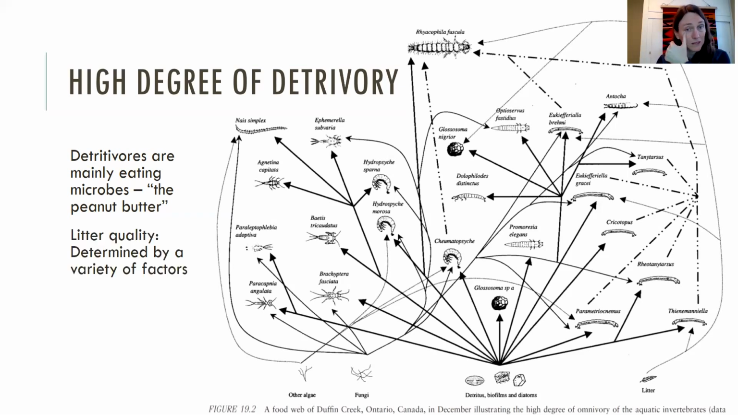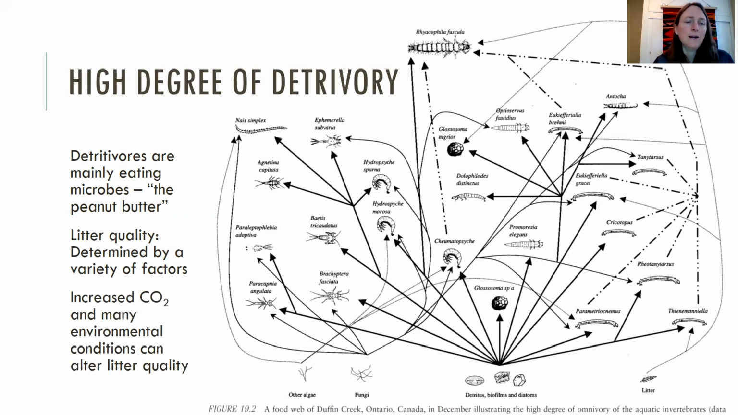So litter quality, this organic material, is determined by a whole variety of factors. I will talk about it in other lectures. But things like elevated carbon dioxide in the atmosphere and other environmental conditions can change litter quality, sometimes making it harder to break down.